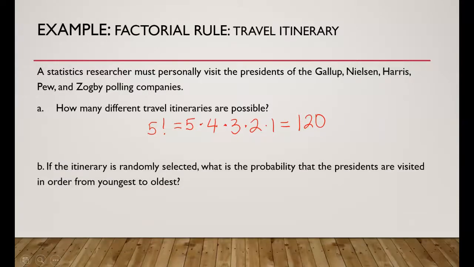The second part of the question. If the itinerary is randomly selected, what is the probability that the presidents are visited in order from youngest to oldest? There is only one itinerary with the presidents visited in order of age, so the probability is 1 out of 120.